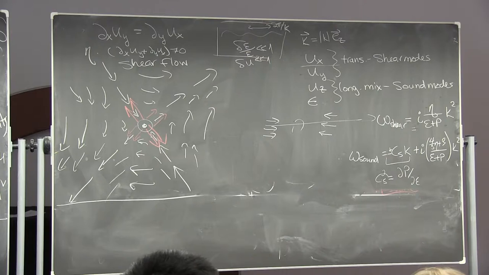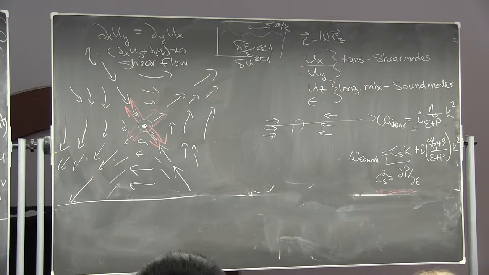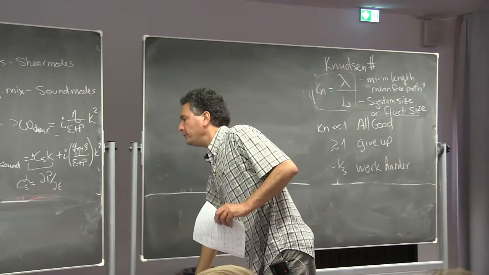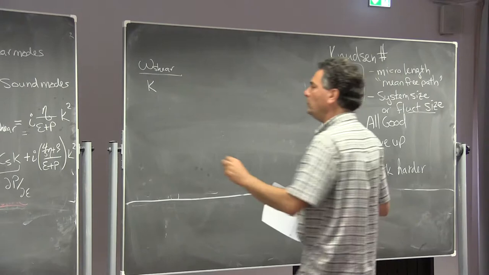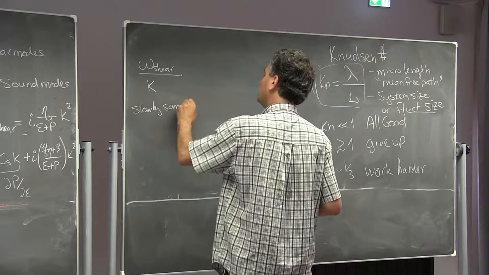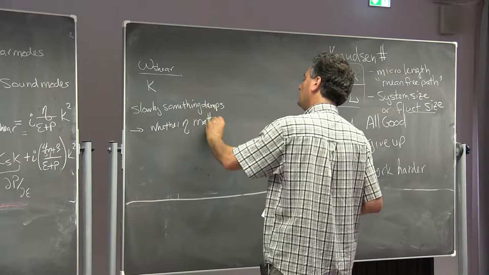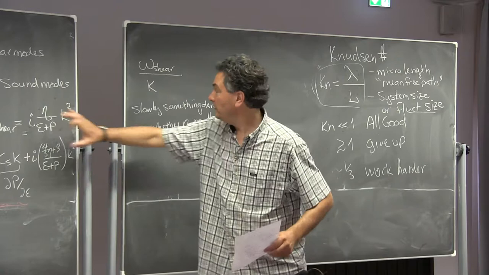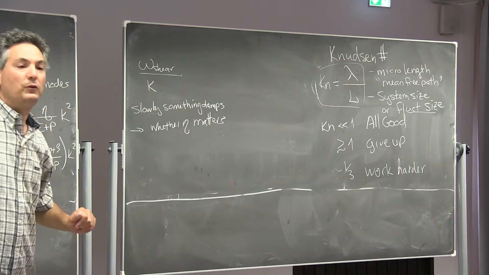So, how does this decay rate compare to the wavelength of my disturbance? Well, I can write a ratio. Here, I'm going to wipe this quickly. I can write a ratio, omega shear over k, which is sort of how slowly something damps. That's the same thing as whether eta matters. If this ratio is small, then this wave is very persistent, or this sound wave oscillates many, many times before it damps away. That's precisely the region where hydrodynamics is working.